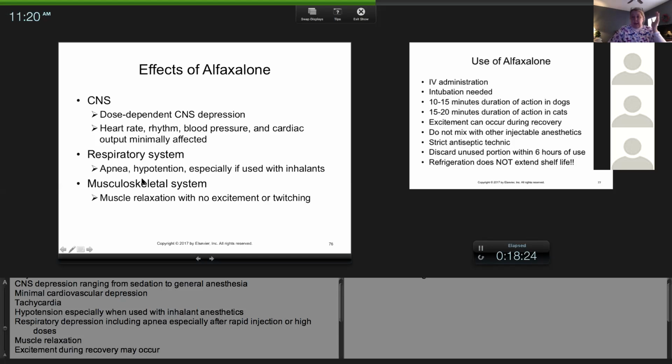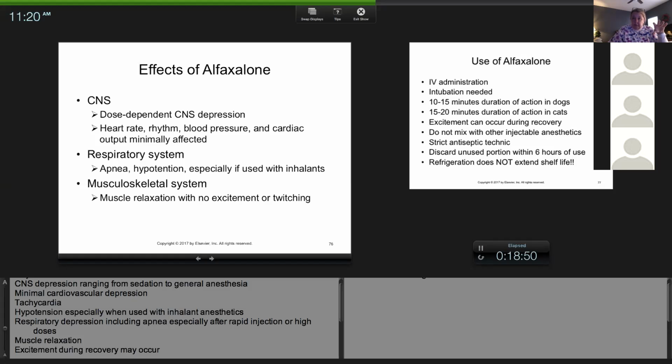You do see apnea. You can see some hypotension. It's reportedly not as bad as propofol, and I have seen that in patients that I've used Alfaxan on. But you can see apnea. Again, apnea is related to higher dosing and giving it faster. The faster you give it, the higher dose you give, the more chance you have to see it. But again, it's transient. It's the same rules as propofol.